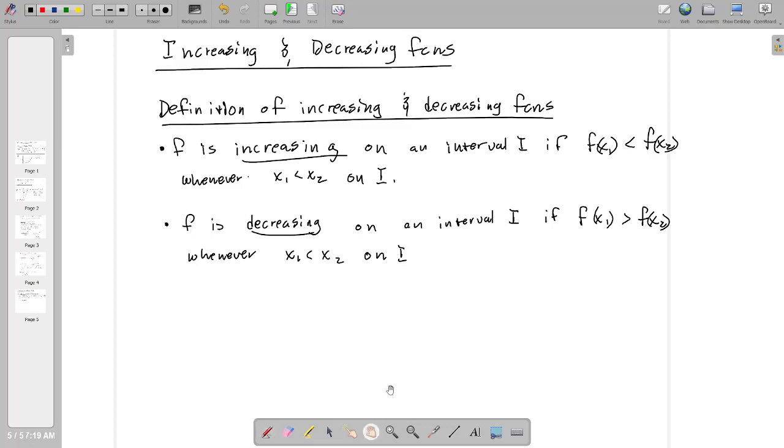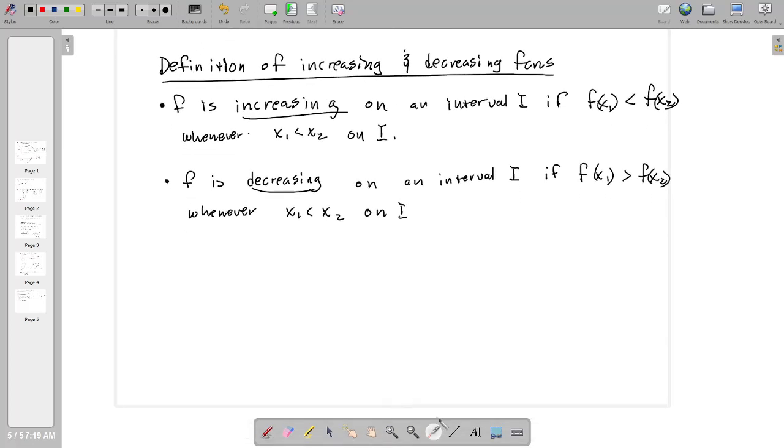So what do I mean by these? Well, an interval I is just any sort of interval AB. So I'm going to go ahead and draw out an interval AB for both of these definitions. So let's say that we have the interval A, B. Now this is my interval I.